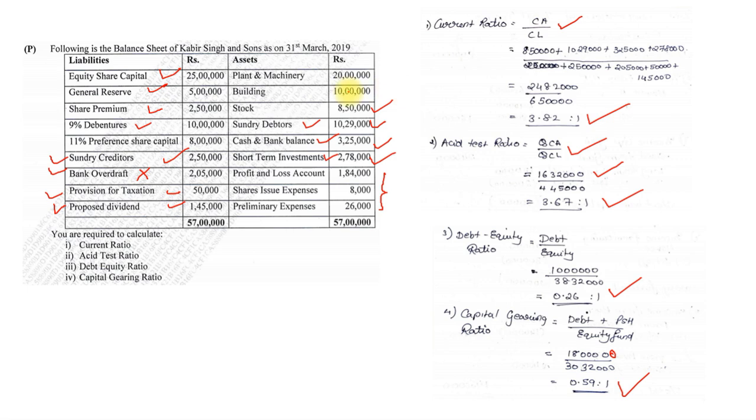Okay. So these were the four ratios that they asked in this particular paper: current ratio, acid test ratio, debt equity ratio, and capital gearing ratio. So this was the second question which was asked in this paper. Now we jump to the next one.